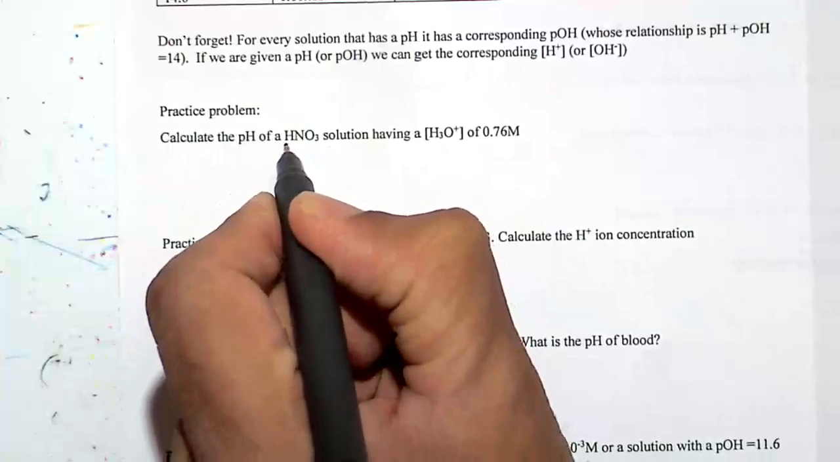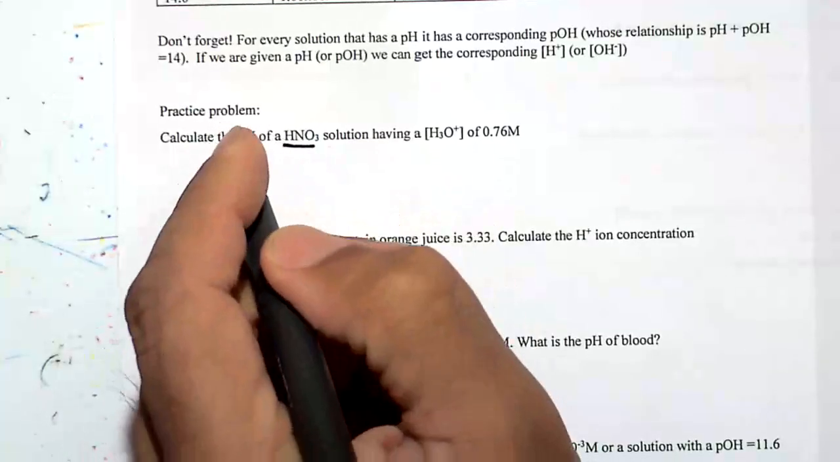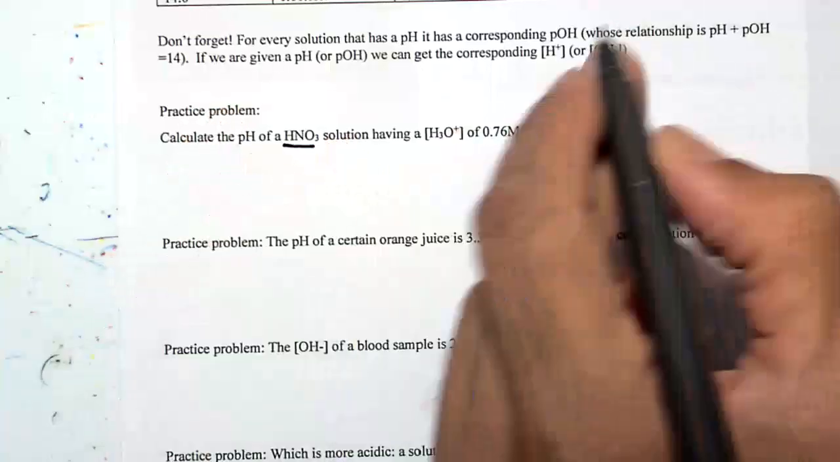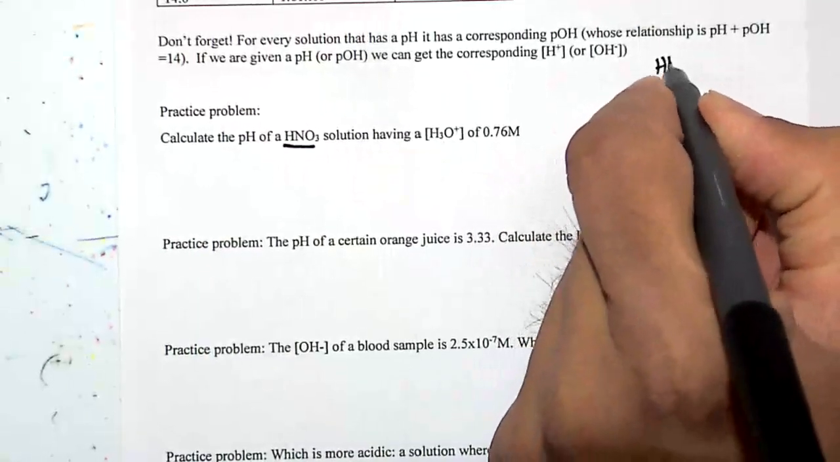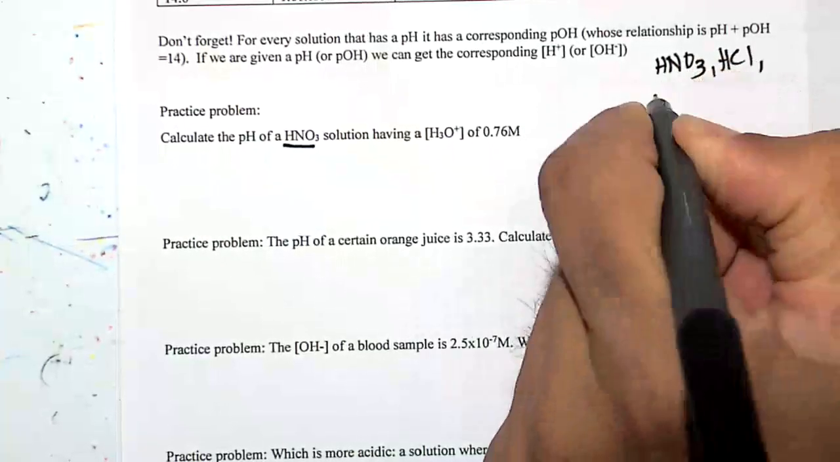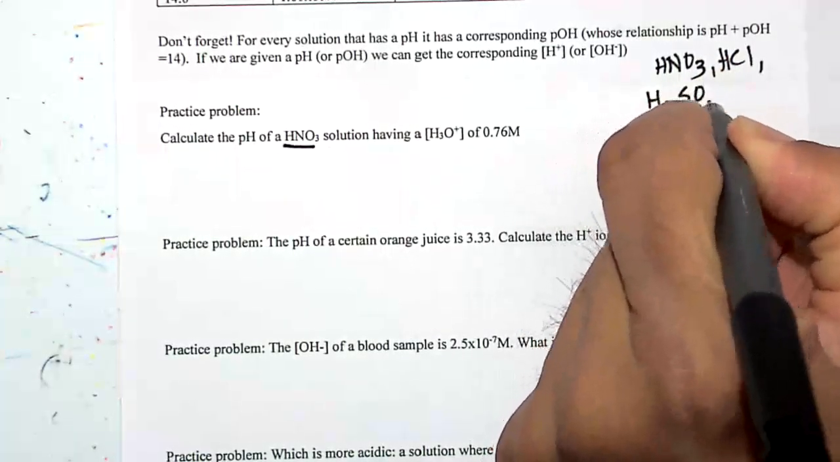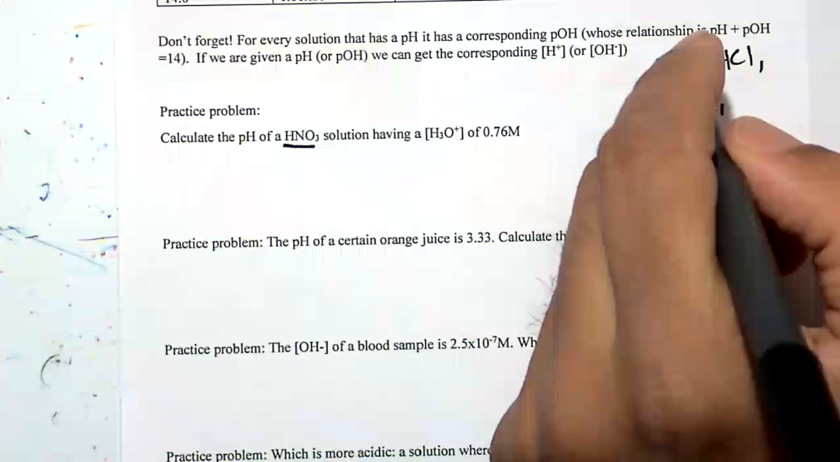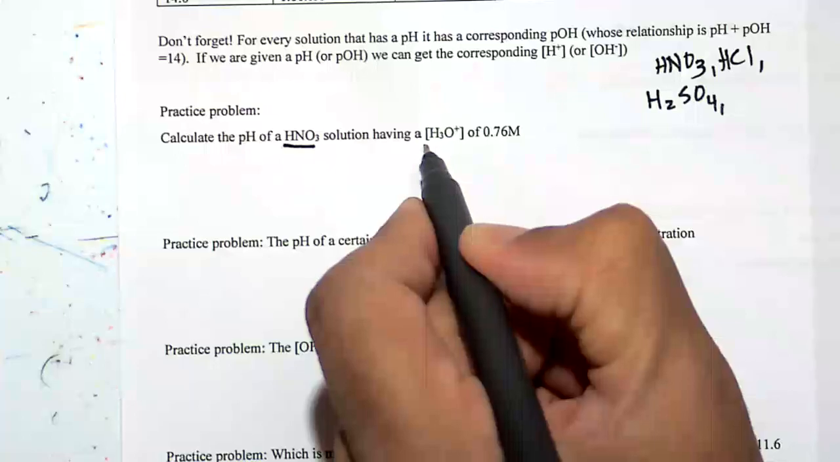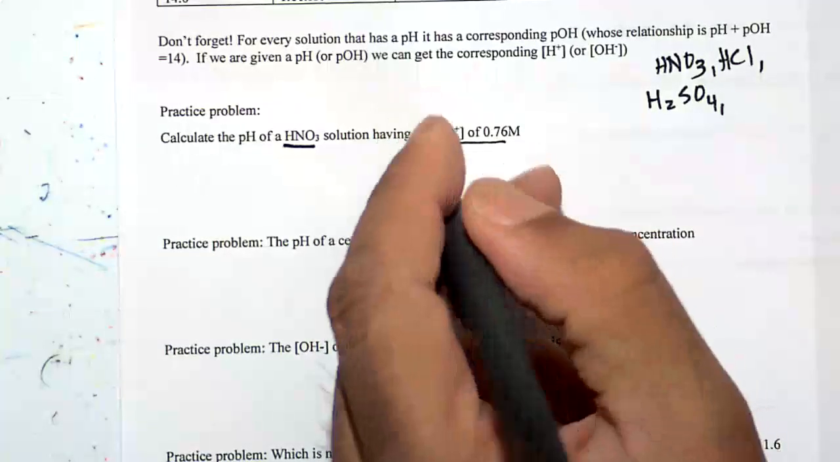So HNO3 is a strong acid. There are 6 strong acids. Do you know which 6 are those? One is HNO3. What's the other one? So you should know these 6 acids as them being strong. So what does that mean when they're strong? They give 100% H3O+, 100%.